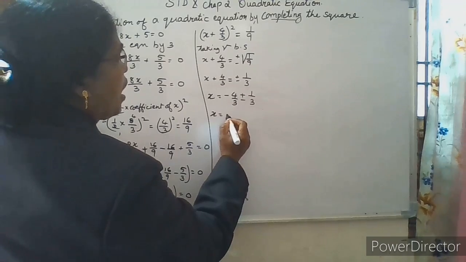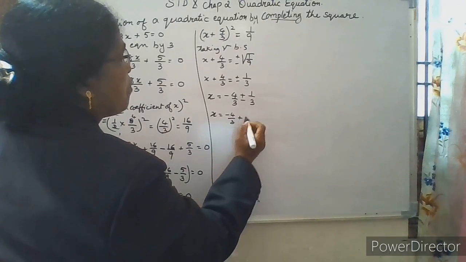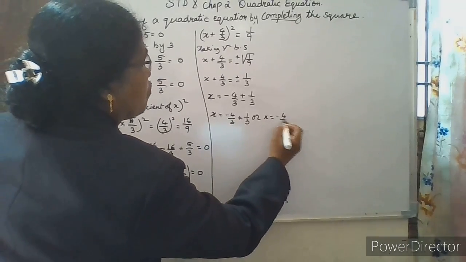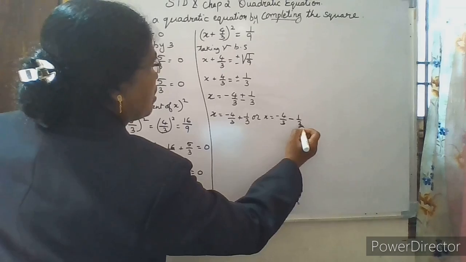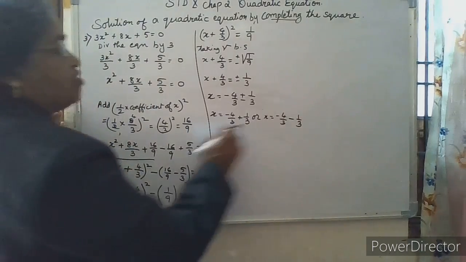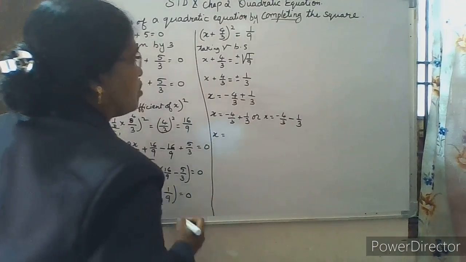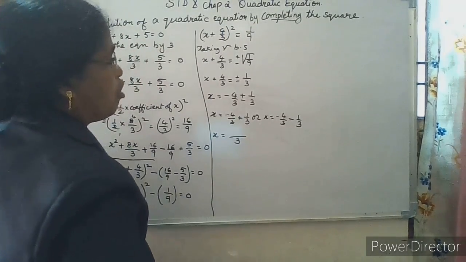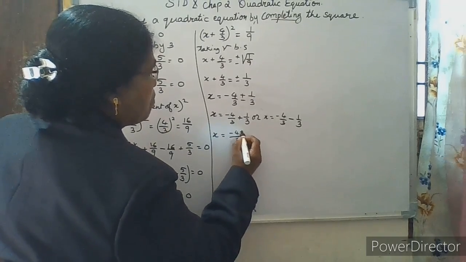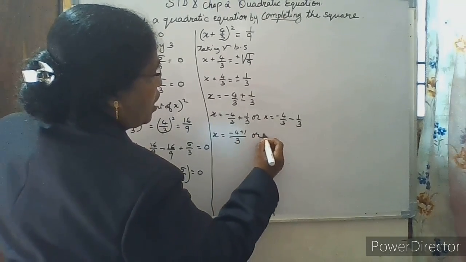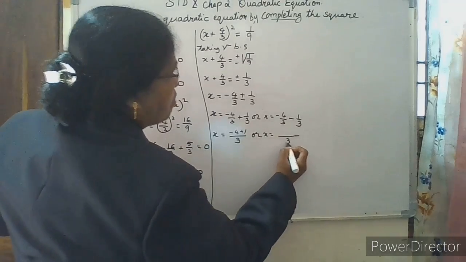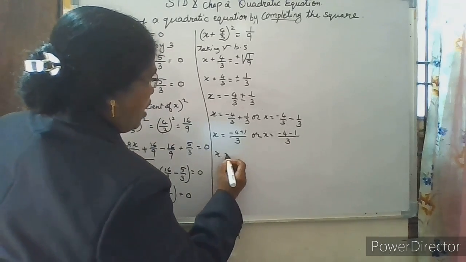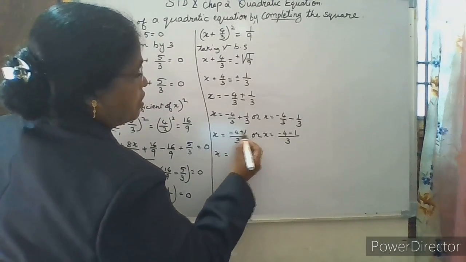So x is equal to minus 4/3 plus 1/3, or x is equal to minus 4/3 minus 1/3. With this method you will understand it better. So x is equal to, now both the denominators are common, 3. So minus 4 and plus 1 you write here, or x is equal to, again common denominator 3, minus 4 and minus 1. Now solve the numerators.